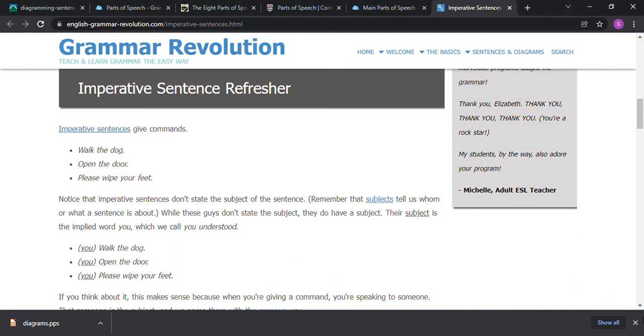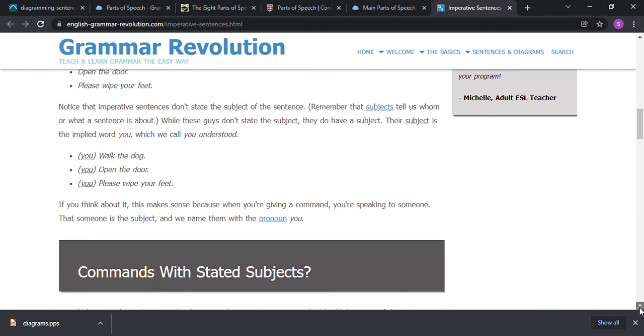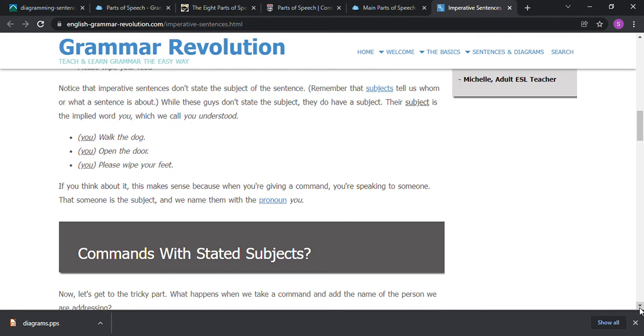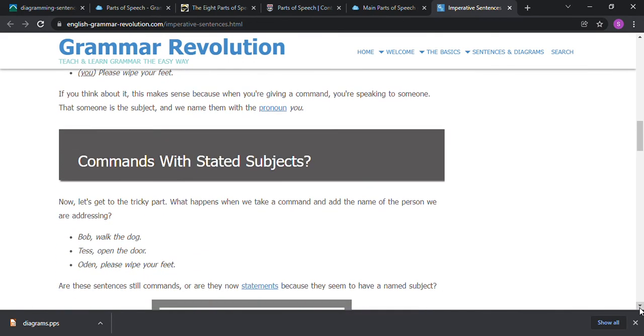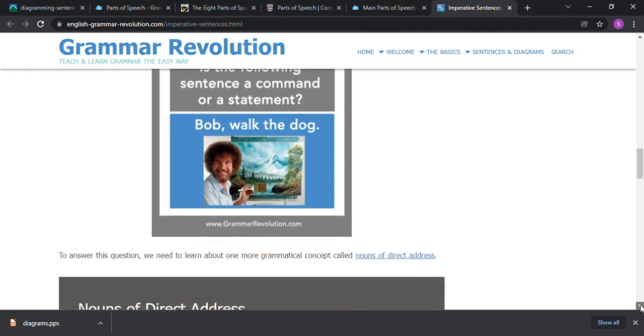So that's another thing. When you go to diagram sentences, you need to understand there's that word you in parentheses that sometimes goes in there. And that's called you understood. And I wanted to make sure I mentioned that. But this Grammar Revolution talks about diagramming sentences. And I also wanted to show you this because I love this website.